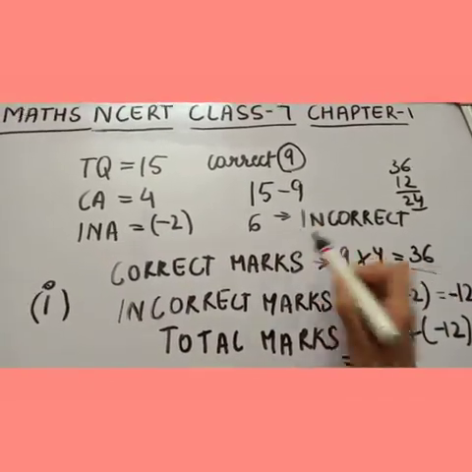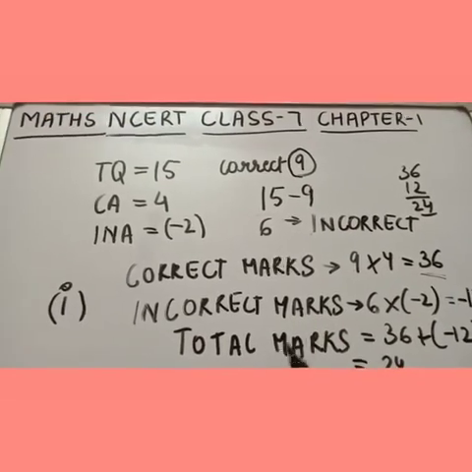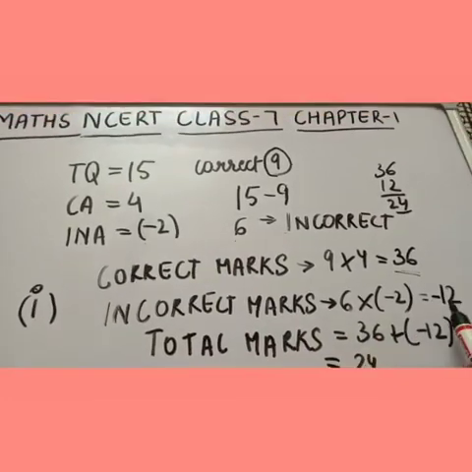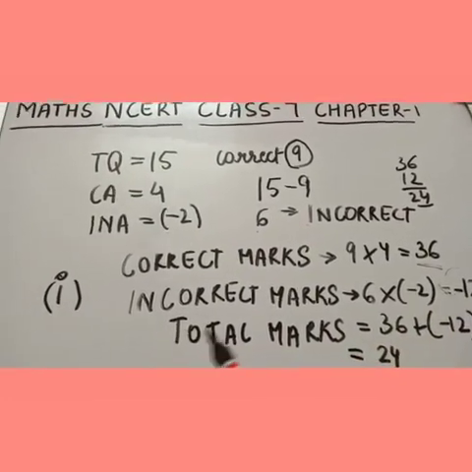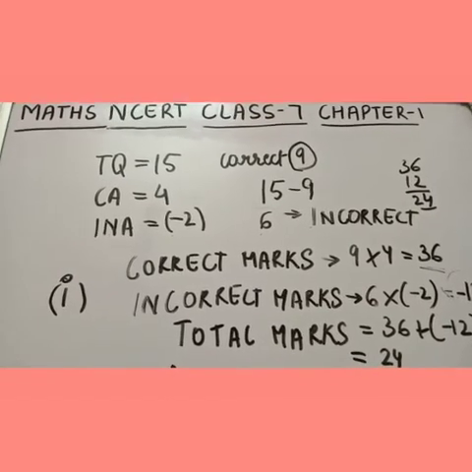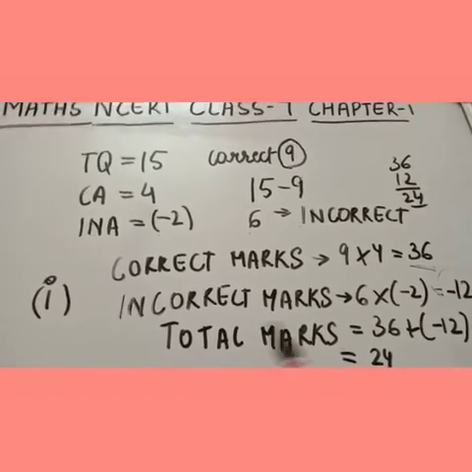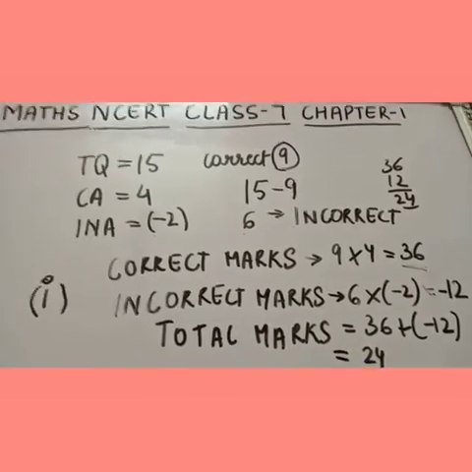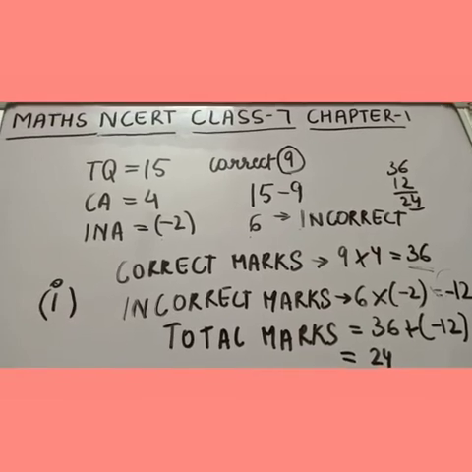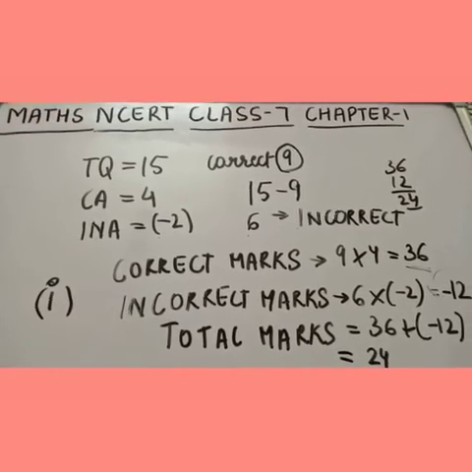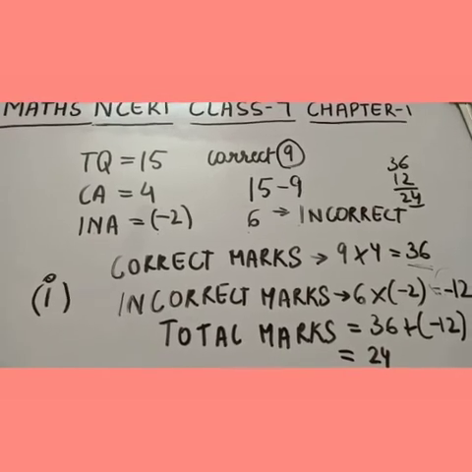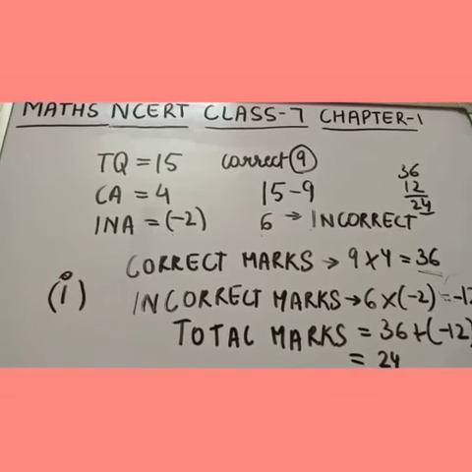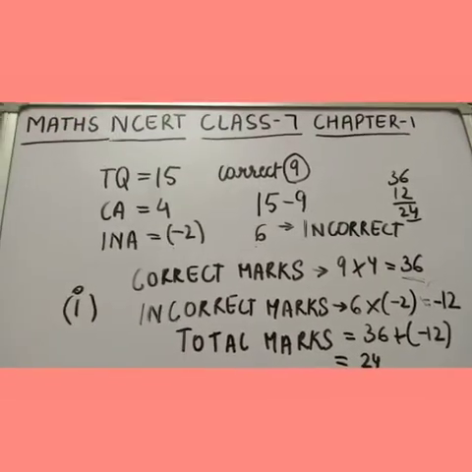Then the marks Gurpreet got for incorrect answers. Now you will multiply 6 by -2 like this and show it as -12. Then you will write the total marks of Gurpreet in the class test equals 36 plus -12. That will come out to be 24. If you want to write all these things with the statements in your notebook, you can write them, because this is very important. If you do not write the statements in your exam, then your marks can be deducted. This was part number 1.